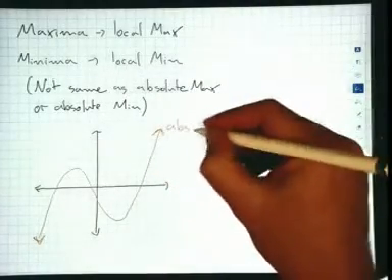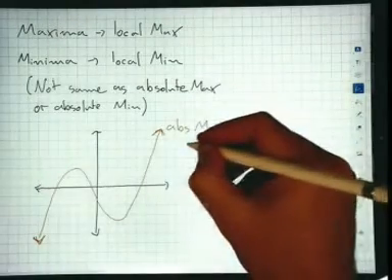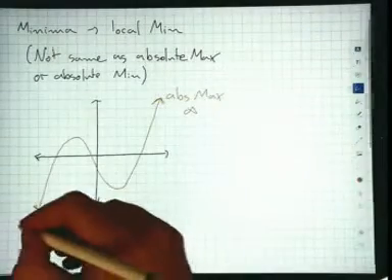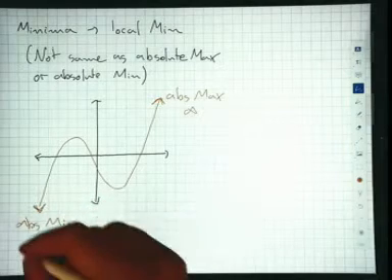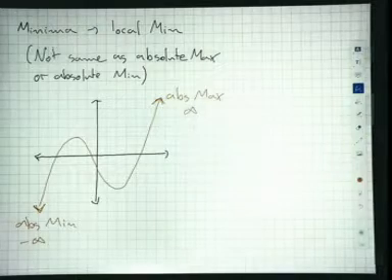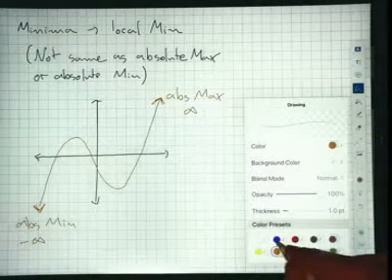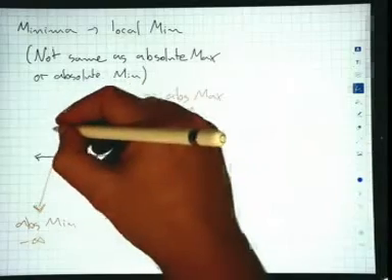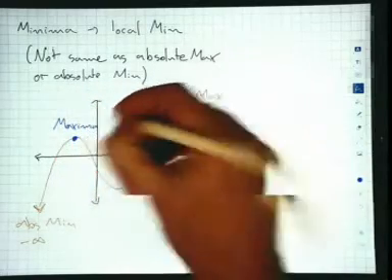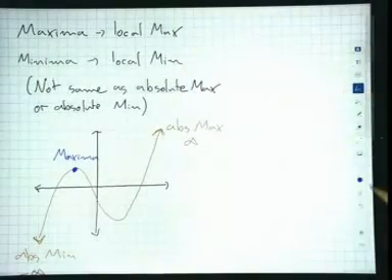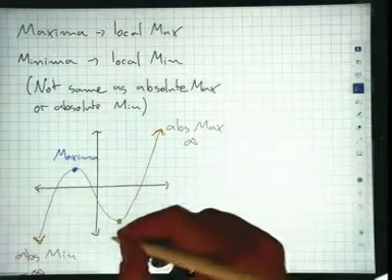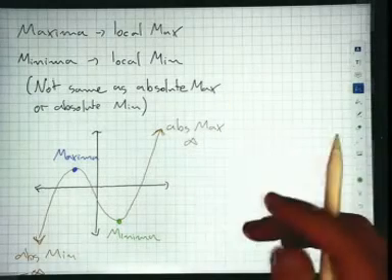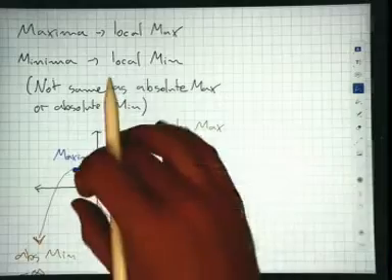This would be called an absolute max, and that, of course, would be infinity. So it's going up to infinity. This would be an absolute min. It would be going down to negative infinity. All right. So the things that we're concerned about are places like this point, which would be a maxima or a local max. And this point right here, which would be a minima or a local min.